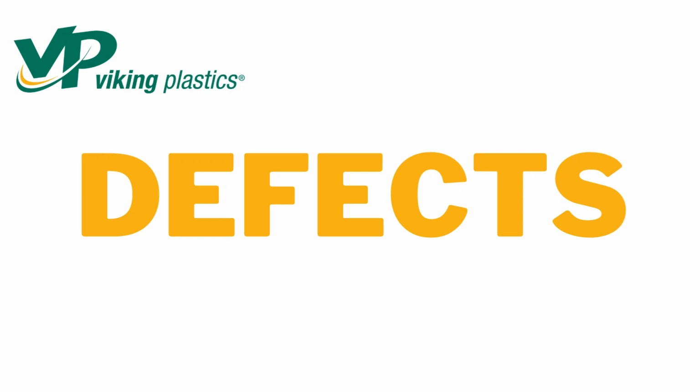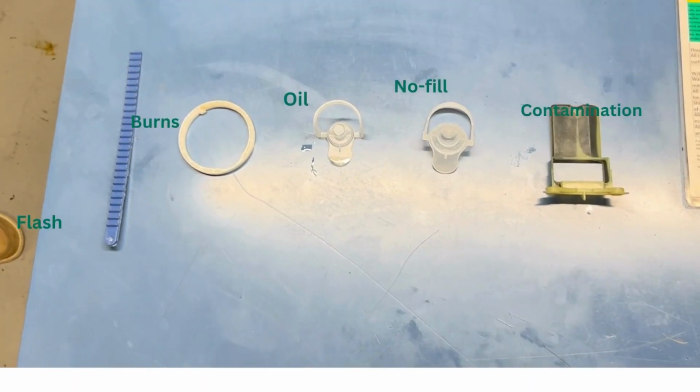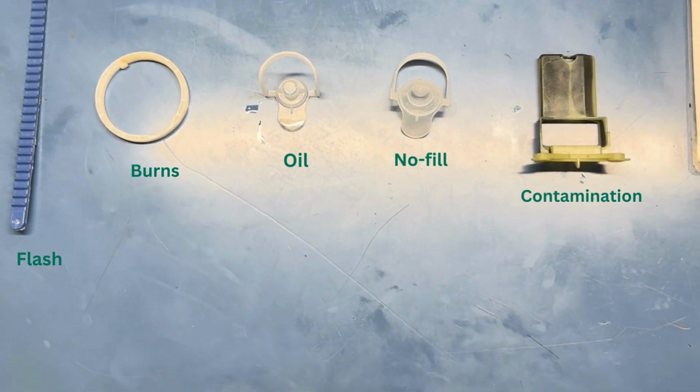D is for defects. Defects are any product that doesn't reach Viking Plastics quality and standards.